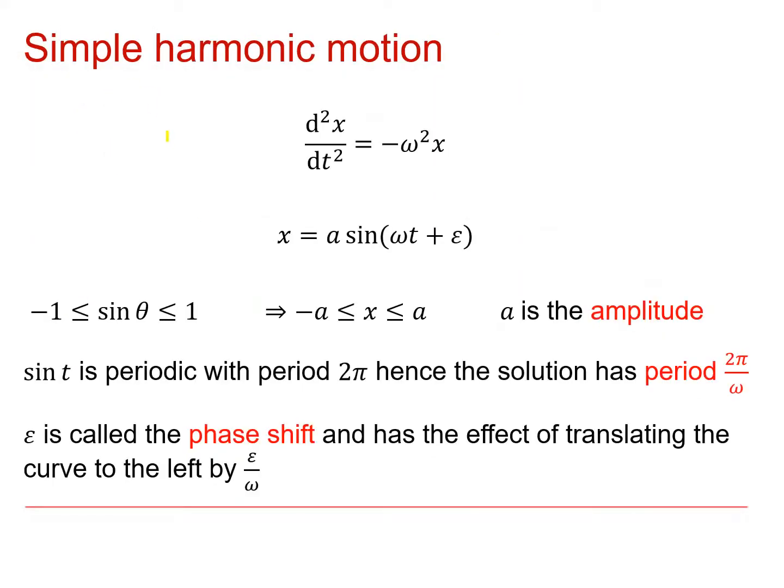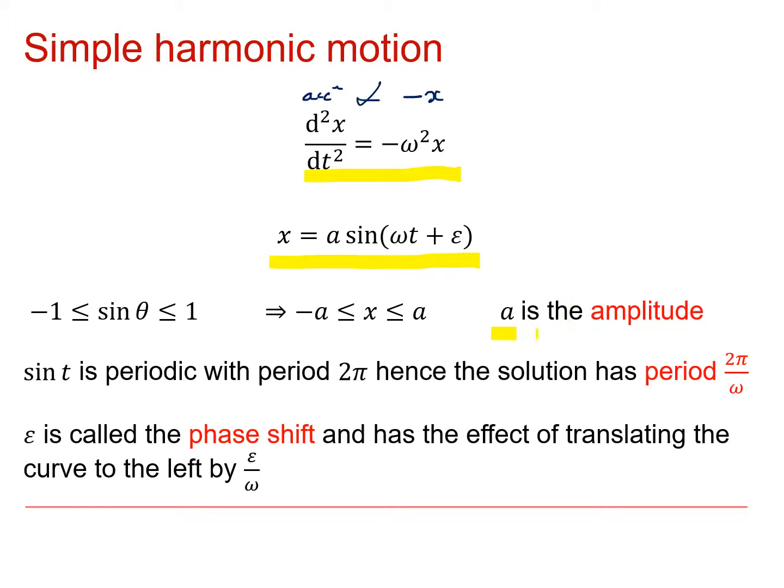So in summary, for simple harmonic motion, this is the second order differential equation. It's telling me here that acceleration is proportional to distance, and in fact it's in the opposite direction to the distance, so the acceleration is proportional to minus x. Its general solution, and this can be quoted, is x is equal to a sine omega t plus epsilon, and let's look at the bits of that.